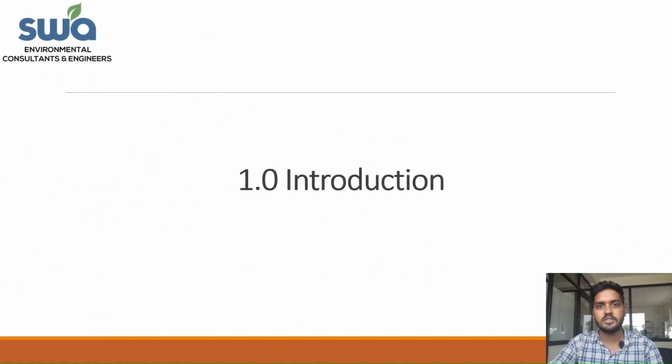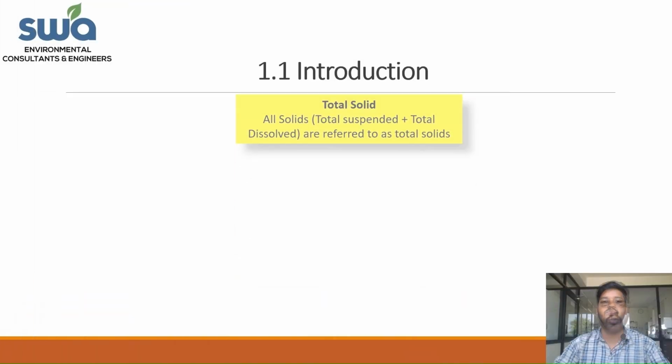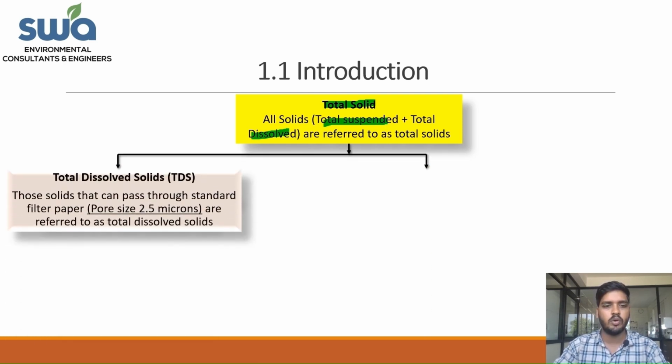So now let's start the video with a brief introduction about total solids. First is total solids. The combination of total suspended solids as well as total dissolved solids is referred to as total solids. So basically, whatever solids are present in the water sample are known as the total solids. These are made up of total dissolved solids and total suspended solids.